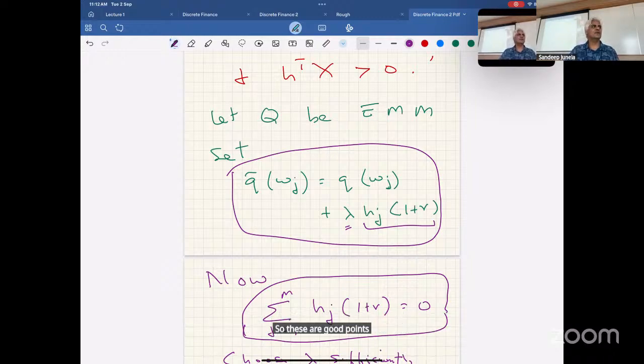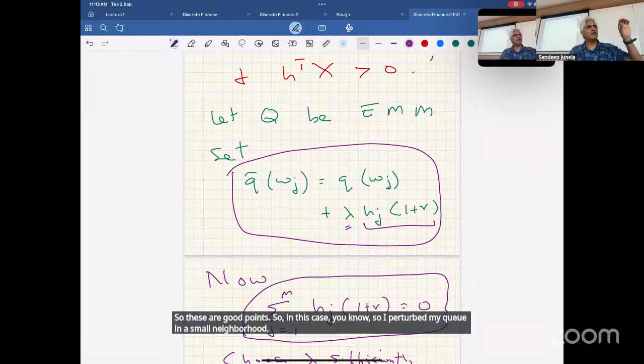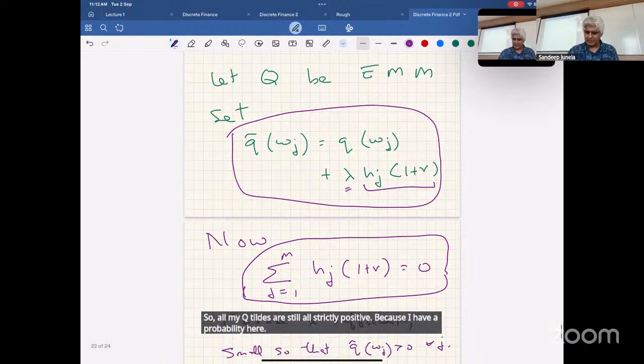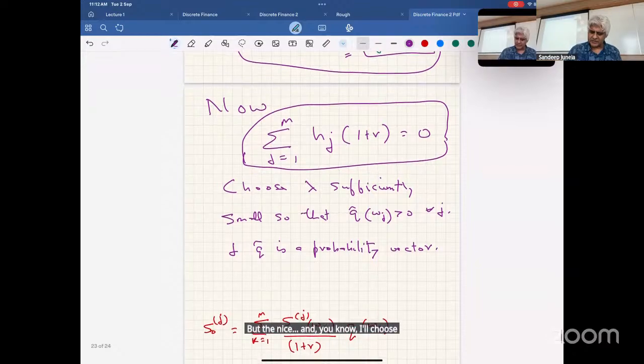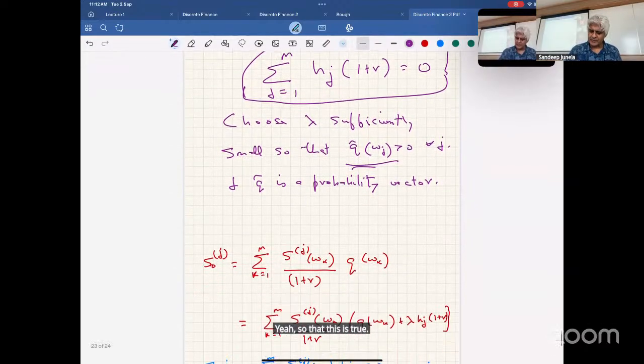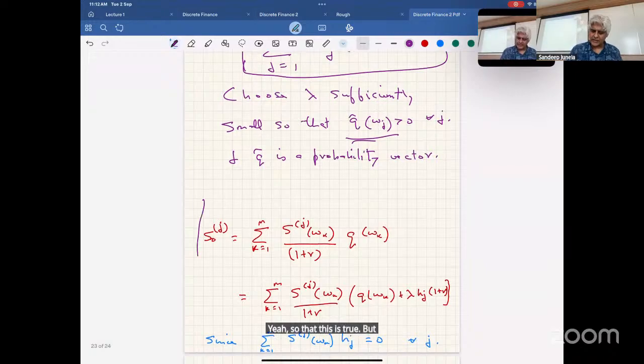So I perturbed my Q in a small neighborhood, so all my Q tildes are still strictly positive. Okay, so I have a probability here. I'll choose my lambda sufficiently small so that this is true. But now I started off with this equation, right?